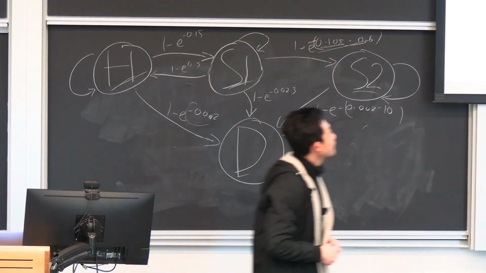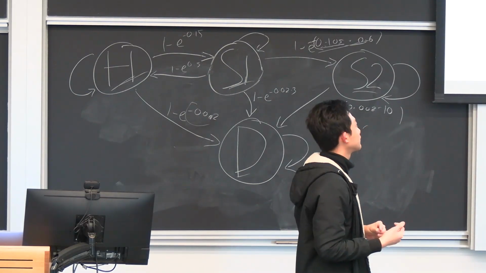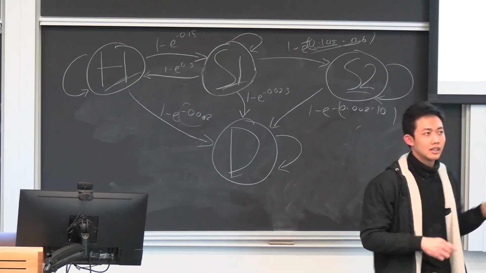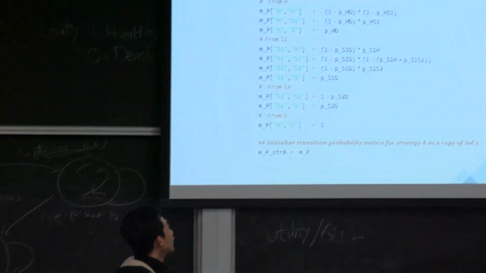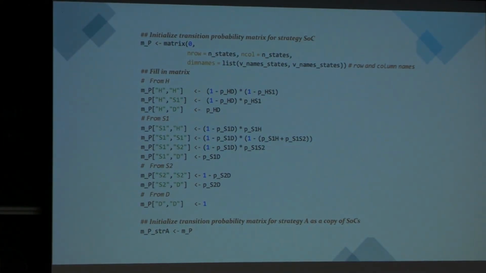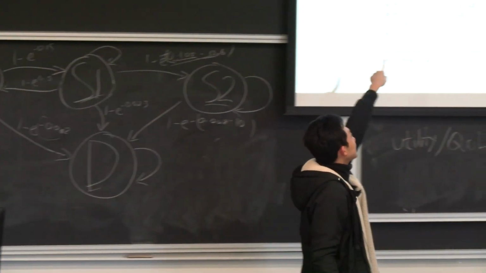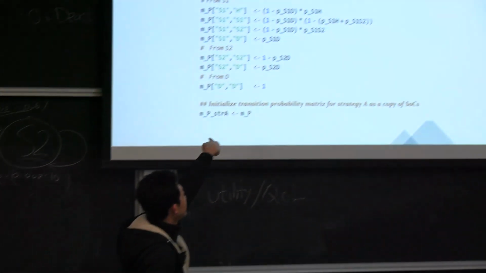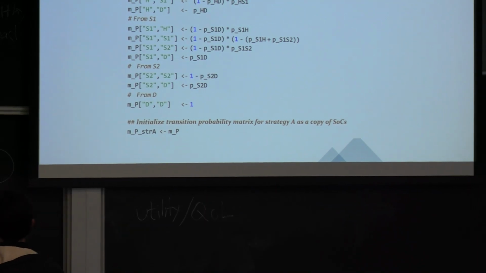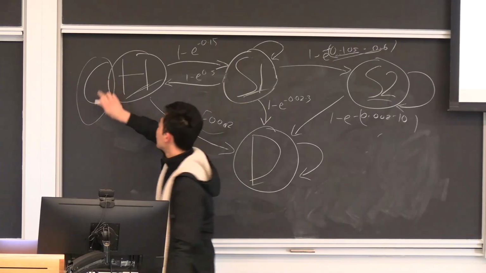Okay, so if you want to access the transition probabilities from state i to state j, then you enter the index, which is the name of the state. So H for healthy, S1 for sick, S2 for sicker, D for dead. So why do we define the probability of healthy to healthy as 1 minus P_HD times 1 minus P_HS1? Here we have the probability of healthy, which is this arrow.